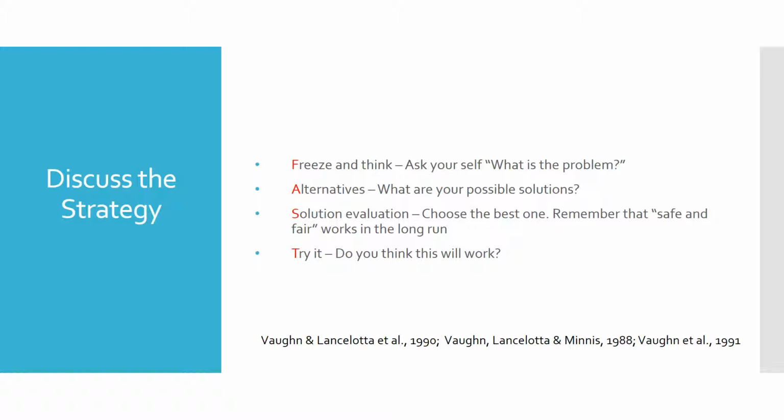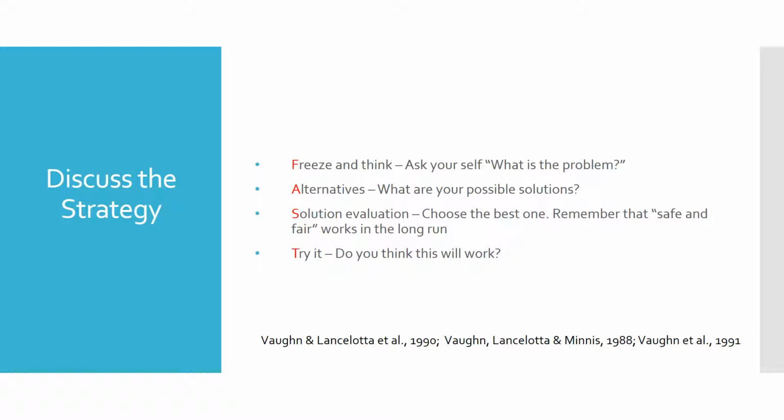Okay, just to quickly go over the FAST strategy, as you can see, you have a handout on your desk, and as we've discussed before, this type of strategy has a mnemonic, and that means that the first letter in each step stands for something, and it also spells a word, and in this case, it spells FAST. So as we look at the first step, freeze, that step is freeze and think. You're going to be asking yourself, what is the problem that is taking place in this situation?